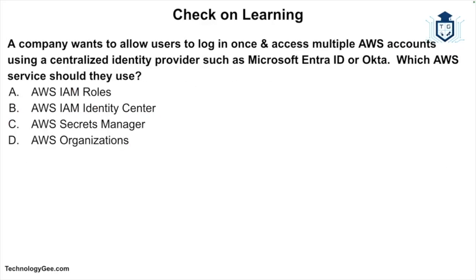And our final question is, a company wants to allow users to log in once and access multiple AWS accounts using a centralized identity provider such as Microsoft Entra ID or Okta. Which AWS service should they use? Should they use AWS IAM roles, AWS IAM Identity Center, AWS Secrets Manager, or AWS Organizations?